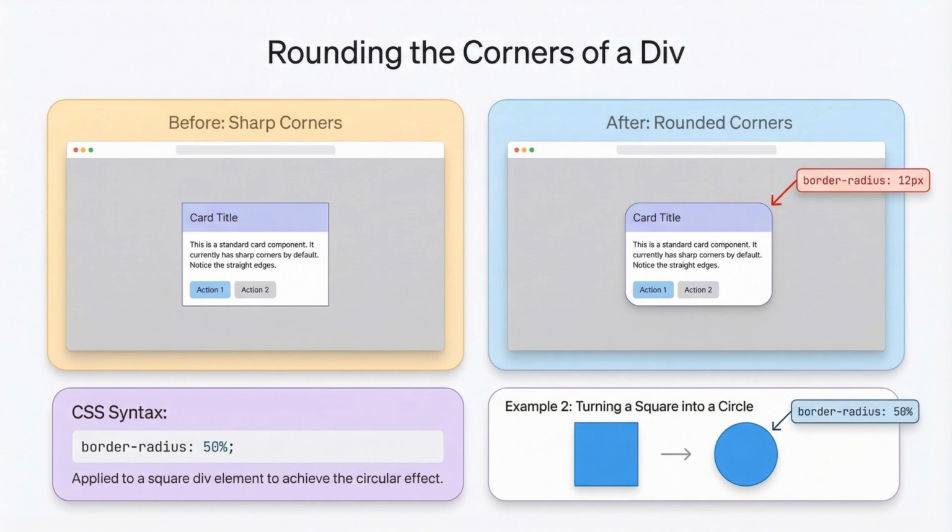The higher the border radius value, the more curved the corners become. At 50%, a perfectly square element becomes a circle, which is great for profile pictures or icon containers. This property gives you a lot of creative control over the shape of your elements without needing any complex techniques.